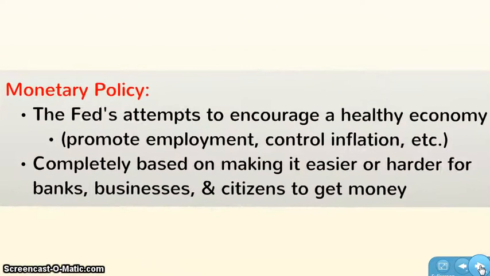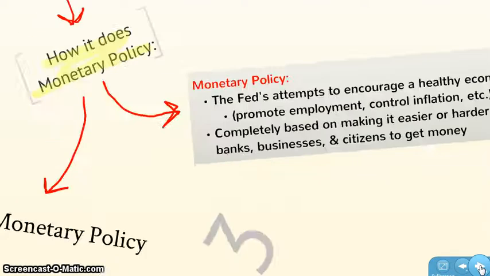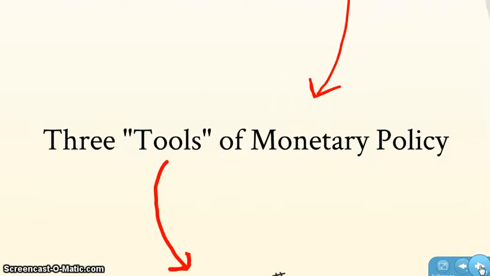One of the big jobs was monetary policy. Let's talk about that. First of all, monetary policy is anything the Fed does to try to encourage a healthy economy, which means, of course, they're promoting employment, they're trying to control inflation, help the GDP rise, all of that good stuff. And what they do is completely based on either making it easier or harder for banks, businesses, and people like you and me to get access to money, oftentimes through loans. So that's monetary policy. So how do they do it?